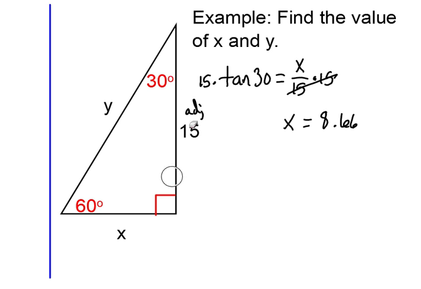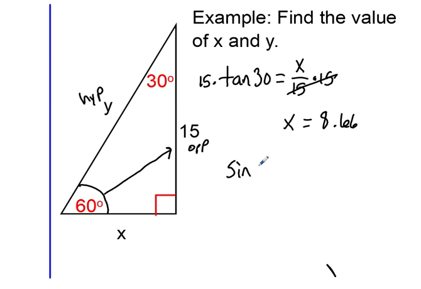For the sake of showing you some variety, instead of using the 30 on our next problem, let's use the 60. If I use the 60, now my opposite is the 15, and my y is my hypotenuse. So opposite over hypotenuse is sine. Let's use sine to figure out what y is. Which angle did I use? I use angle 60, so sine of 60. What's the opposite? 15 over the hypotenuse, y.